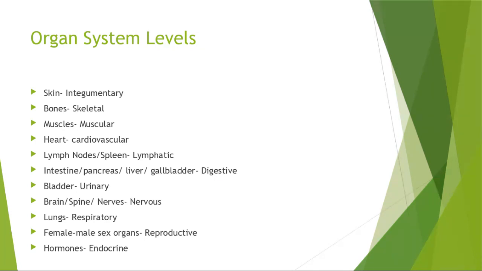your skin is considered the integumentary system. The bones are part of the skeletal system. The heart is considered the cardiovascular system. The lymph nodes and spleen are the lymphatic system. Intestines, pancreas, liver, and gallbladder all belong to the digestive system. The bladder is the urinary system. The brain and spine nerves is considered part of the nervous system, and the lungs are the respiratory system. The female and male sex organs are reproductive system, and then your hormones belong to your endocrine system.